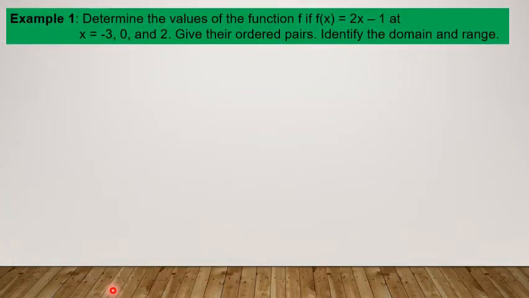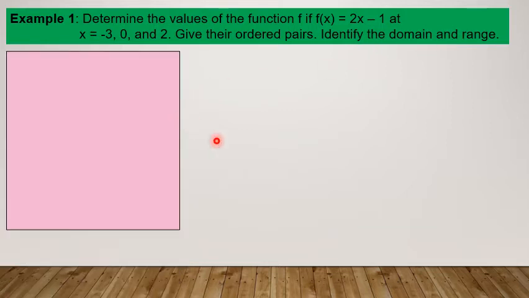Example number 1: determine the values of the function f, if f of x equals 2x minus 1, at x equals negative 3, 0, and 2. Give the ordered pairs, and identify the domain and range. So this is the first solution. First we write the given: if x equals negative 3, then f of x equals 2x minus 1.